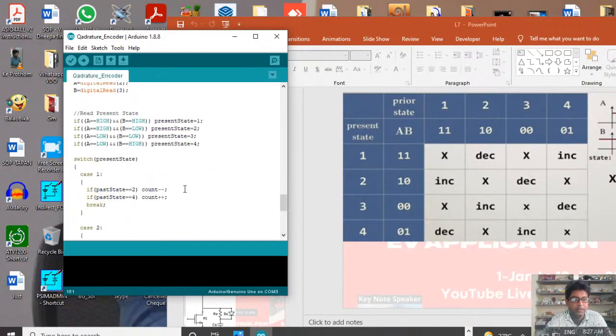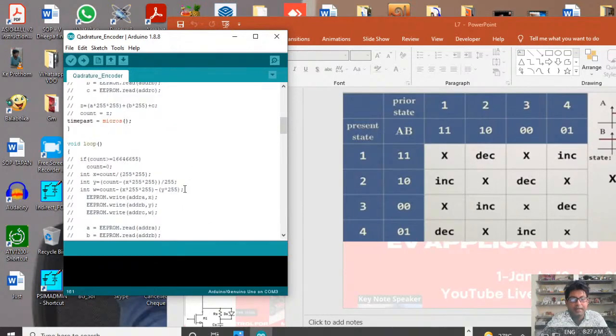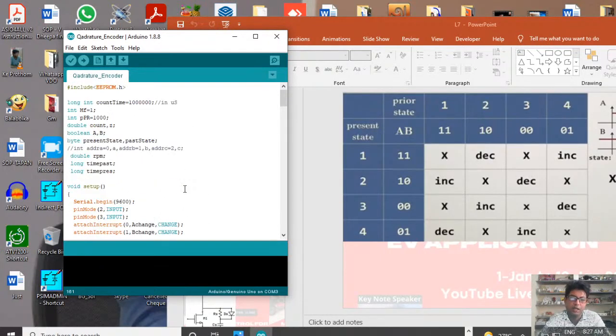Now if you burn this code and connect one incremental encoder with the controller, and if you rotate it, it will give you the RPM, or you can count the pulses. This technique is called quadrature pulse counting. If you rotate in the clockwise direction, it will give positive RPM. If you rotate anti-clockwise, it will give negative RPM.